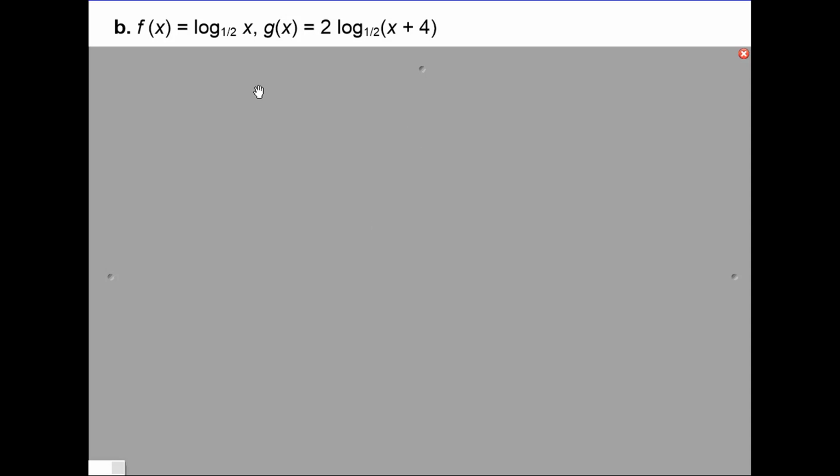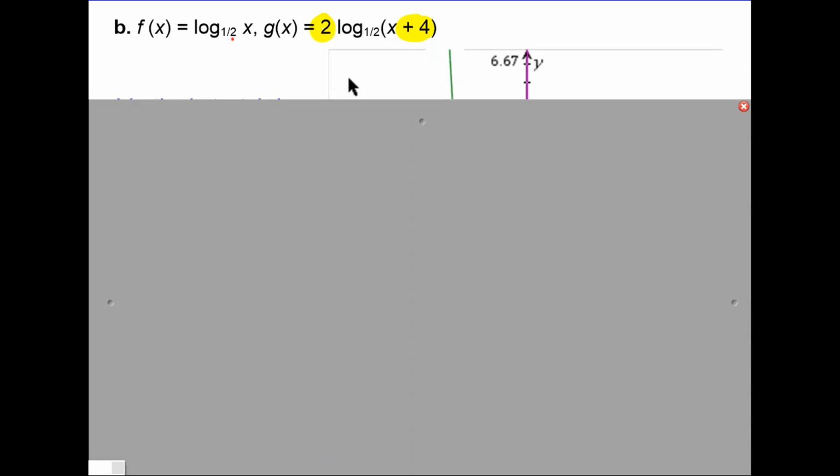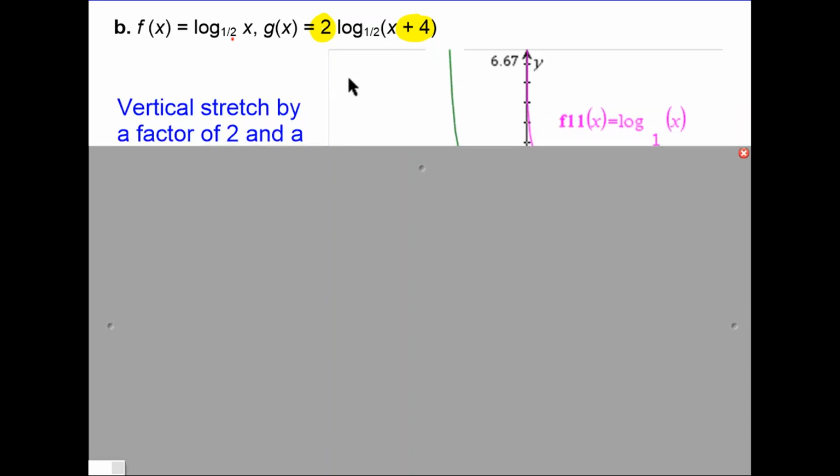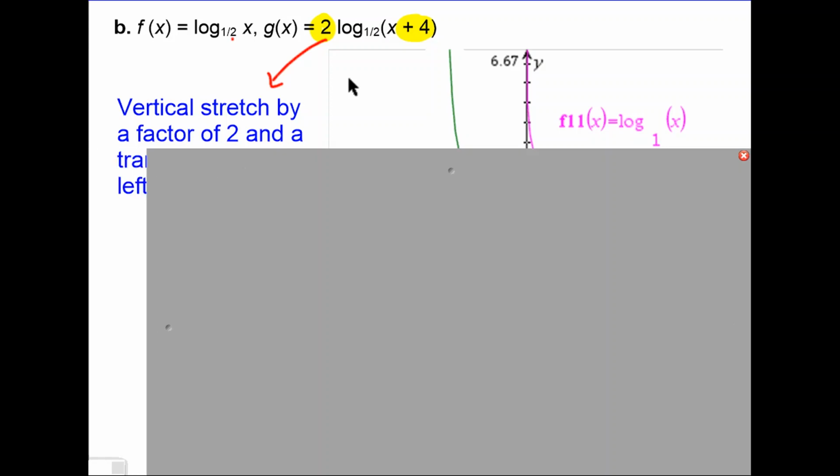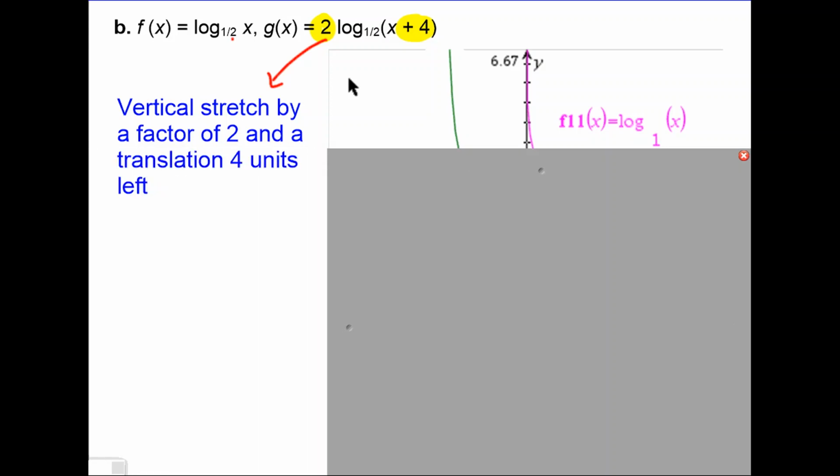Part B, log base 1/2 of x. And then I have 2 log base 1/2 of x plus 4. Two things. I've got a 2 out front. I've got a plus 4 on the inside. The 2 out front tells me a vertical stretch by a factor of 2. The plus 4 is on the inside. So it tells me a translation 4 units left.